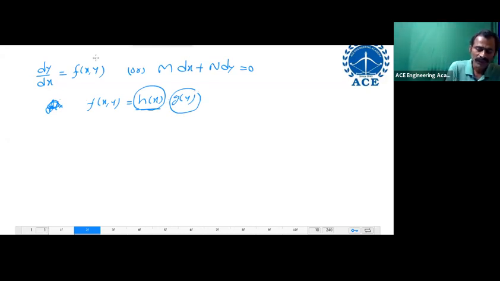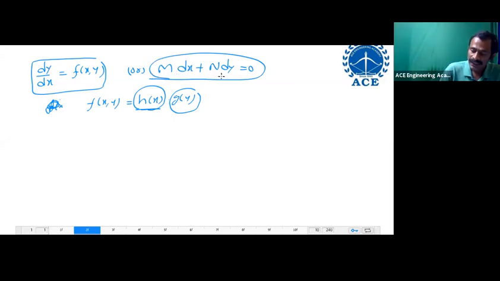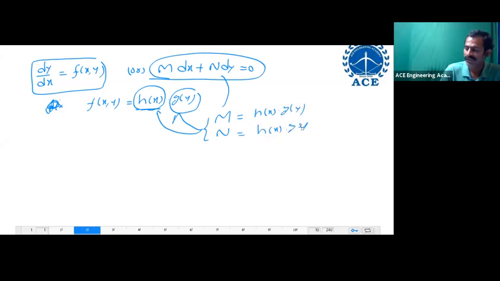But the differential equation may not always be given in the form dy by dx equal to f of x comma y. It may be given in another form like this, M dx plus N dy equal to 0. In this equation also, M equals h of x into g of y, and again N equals h of x into g of y form. Then we can solve the problem by the variable separable method. If it is written as h of x into g of y, we can separate the variables.